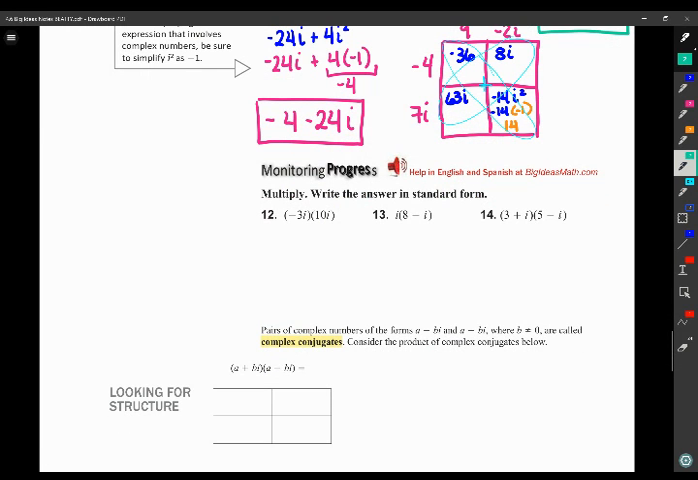So for 12, you should have got negative 30i squared as your first step. And then remember, i squared is the same thing as negative 1. So this would give us positive 30.